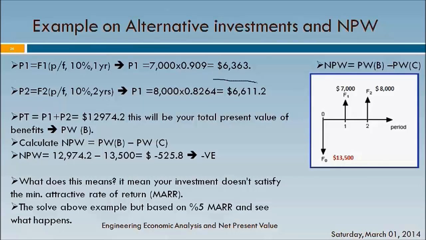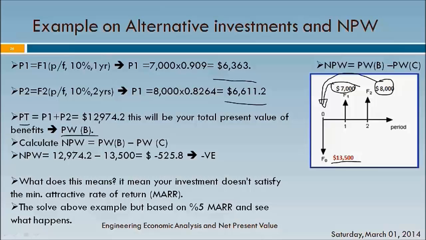Now let's add the values. So as we said, 6,363 and 6,611.2. The total value, so this is the total value of all our figures. We brought this here and we brought this value also to present. The total present value P1 plus P2 equal 12,974.2. This is the total present value. So this is the PWB and this is the PWC.